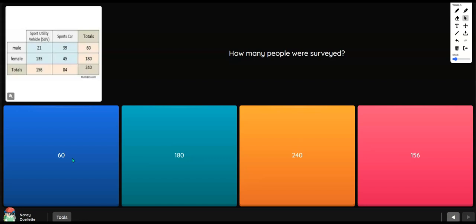Okay, how many people were surveyed? So what is the total number of people surveyed in this survey right here? So we have males and females, we have what type of car, and then we have the totals for each of those in this sort of peach color right here. The total number of people surveyed, though, is always this number right here. It's always going to be this bottom right hand number, so that would be 240.